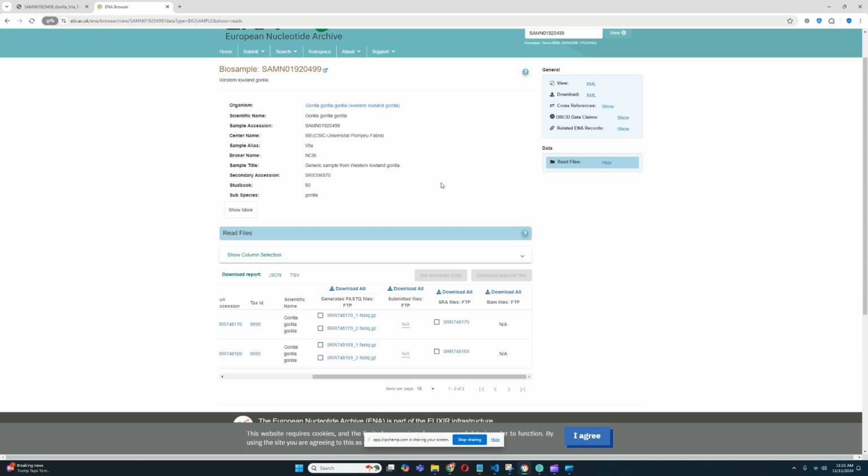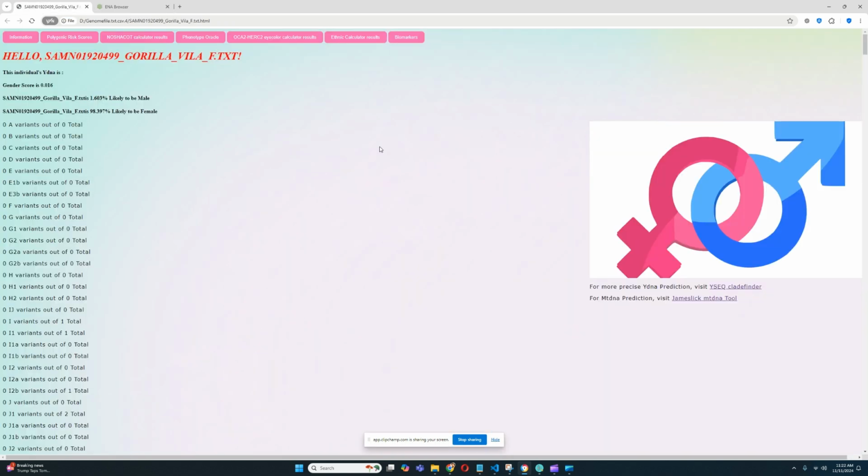I labeled it as Vila the gorilla. It is a female gorilla. And so what I did is I downloaded this sample, I mapped it to a human reference genome, and then I converted it to microarray sequence format. And now we're going to look at what this gorilla sample scores with my trait predictor tool for DNA analysis, and what this gorilla sample scores also with certain GET match calculators.